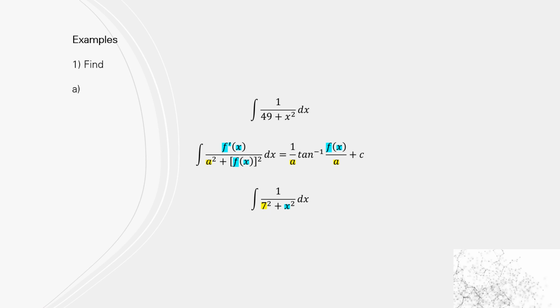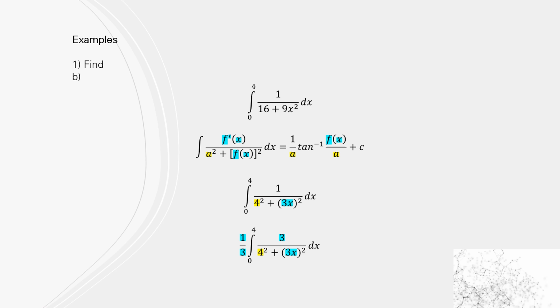So we're going to rewrite it in the form of 1 over a tan minus 1 of f of x over a, where the a is 7 and the x is the f of x. So writing it, you get 1 over 7 tan minus 1 of x over 7 plus c. So you just got to be careful what the f of x is.